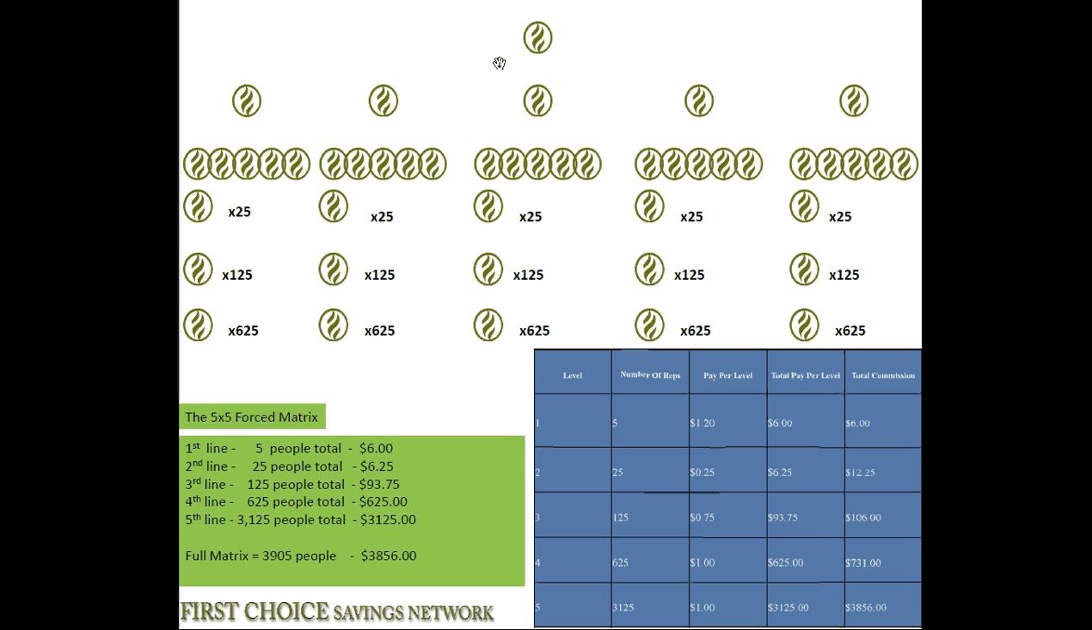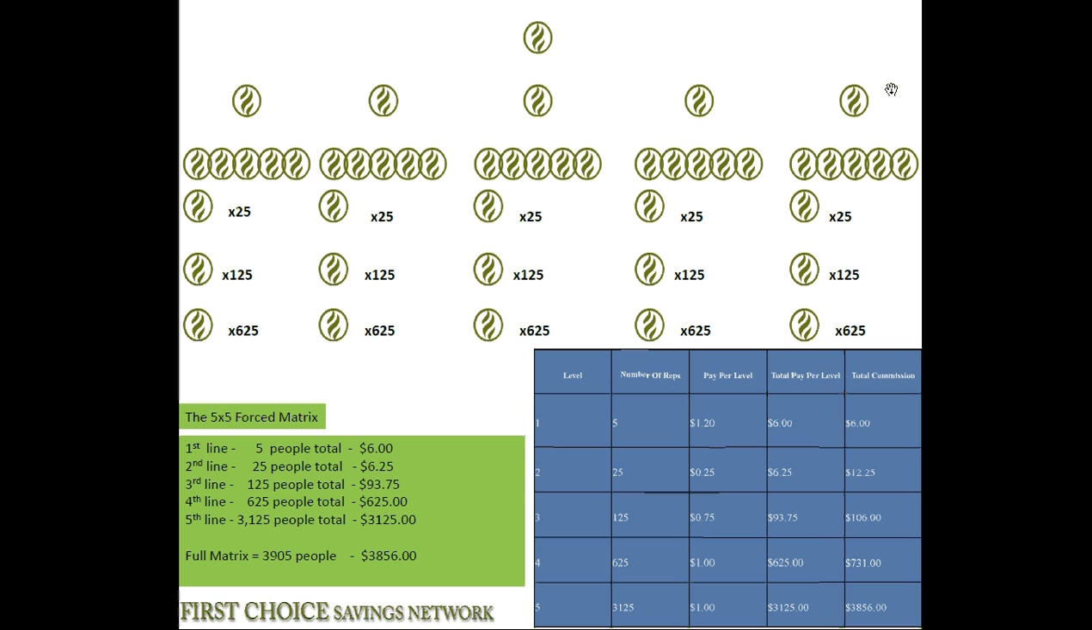For instance, you can sign up more than 5 people. You can sign up as many people as you want. Let's say you signed up 6 people. I'm going to give 2 different scenarios here. So you sign up your 5, and then you sign up another person, a 6th person. And this is going to be a very basic example of what spillover is.